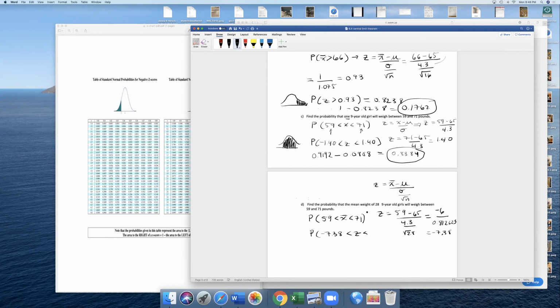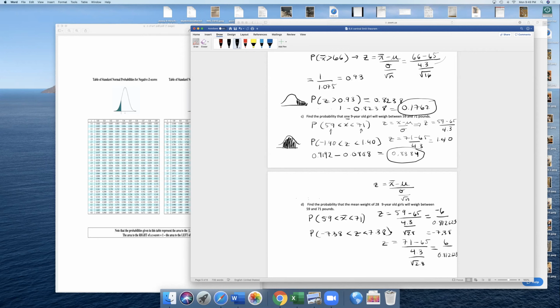Now let's compare that with 71. So I think you might have an idea of what's going to happen here. We have z equal to 71 minus 65 divided by 4.3 divided by the square root of 28. So 71 minus 65 is 6. We already know 4.3 divided by the square root of 28 is 0.812623. 6 divided by 0.812623 is, as we were expecting, 7.38.